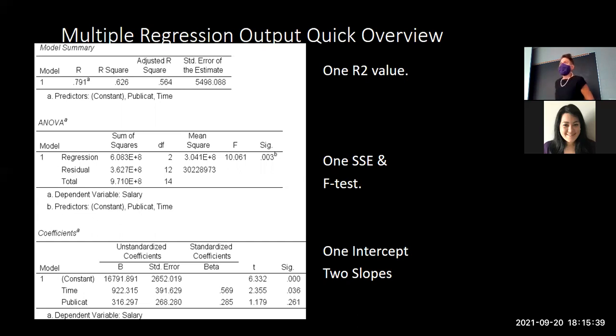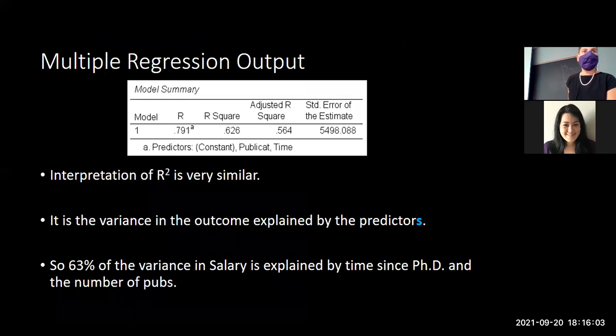I have a question. Yes. So when we're looking at the R squared, that 62% is saying that 62% of the variance is explained by both time and numbers of publications together. Correct. R squared is saying both time and publications together is predicting this much variance. That's exactly right. And then the F-test is saying, well, almost. I'll go through the F-test. This is the same. You just did my transition very nicely here. 63% of the variance in salary is explained by both time and publications.